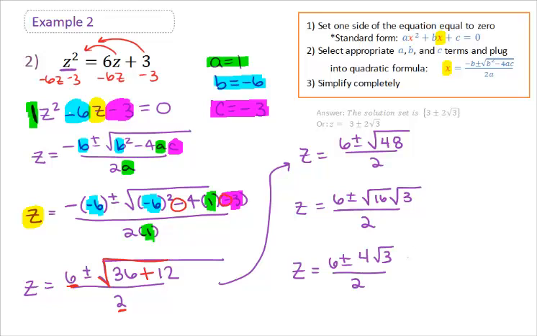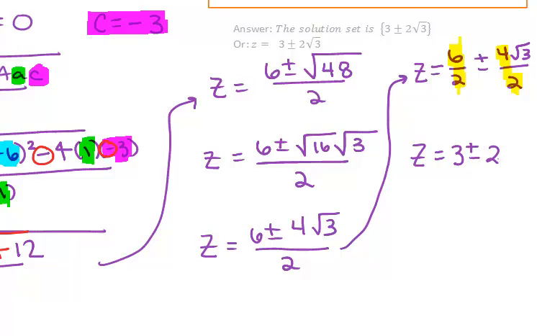Now you can finally simplify things. My recommendation to you is to split it up so you see how it works. So I have z is equal to 6 over 2 plus or minus 4 root 3 over 2. Now you can divide 6 over 2 and 4 over 2. This gives me z is equal to 3 plus or minus 2 root 3.